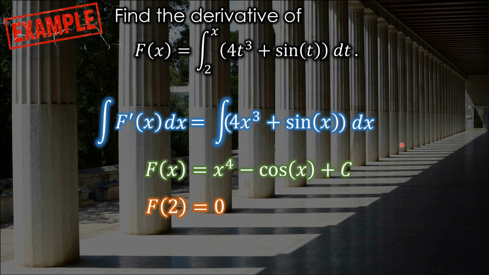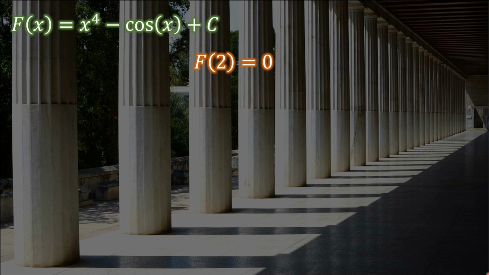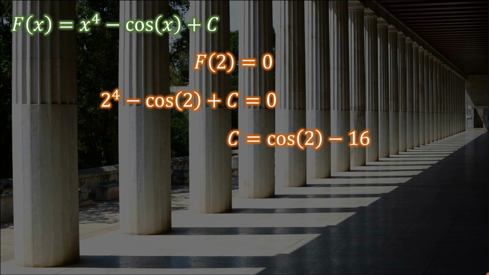That was that one piece of structure that we knew from earlier, that if I go from 2 to 2, the area is 0, so F of 2 must be equal to 0. And that's actually enough information for me to figure out what that value of capital C has to be. If F of 2 is 0, then I'll just plug in 2 everywhere I see x. I get 2 to the fourth minus the cosine of 2 plus c is apparently equal to 0, and by moving everything over to the other side, I get the cosine of 2 minus 16.